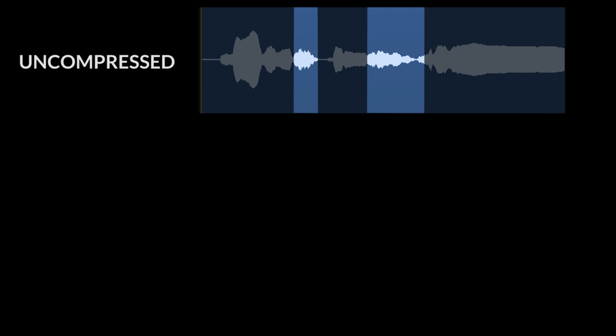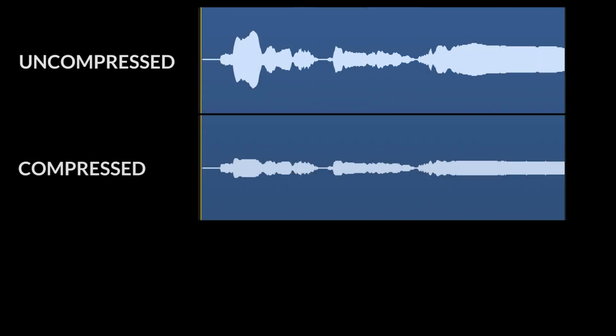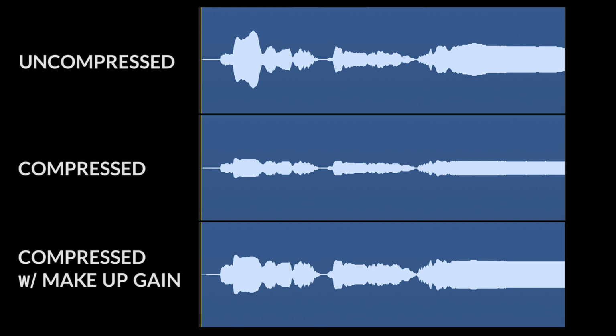Here's the original unprocessed waveform of our vocal track. You can see how there's a big difference between the loudest and softest parts. Now look at our vocal after we've applied compression. There is less of a difference between the loudest and softest parts. Finally, here is how it looks after we've applied some makeup gain.